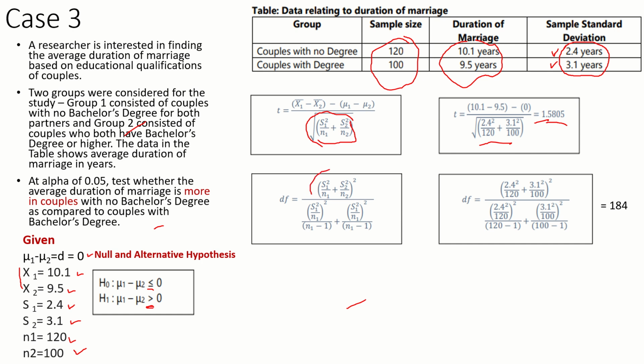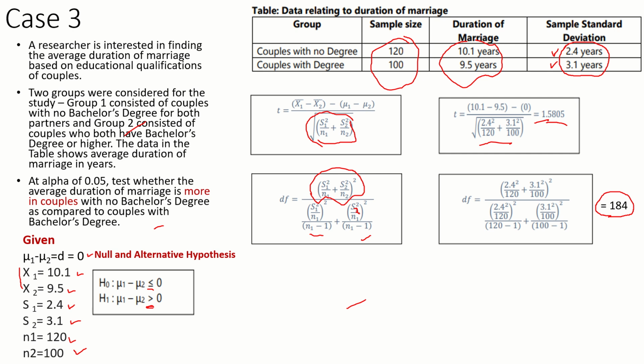So this is the data that we have brought here, and then what we have done: S1 square by n1, whole square, divided by n minus 1, this is the degree of freedom. Then this is S2 square by n2, and so on. After putting in the data, we have got 184 as the degree of freedom. So now we have got the t statistic and the degree of freedom.